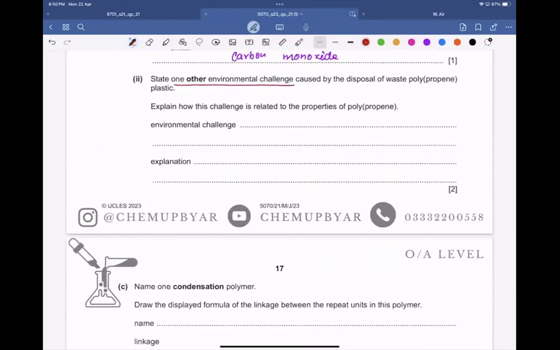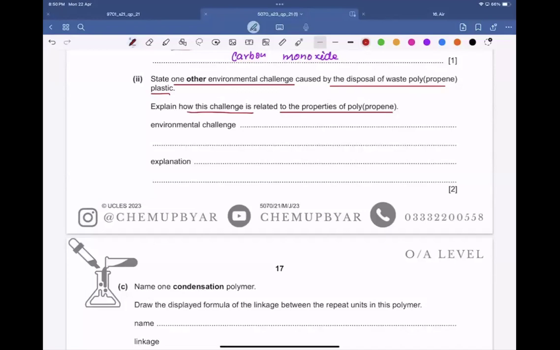State one other chemical environmental change caused by the disposal of waste polypropylene plastic. Explain how this challenge is related to the properties of polypropylene. No, it doesn't cause acid rain. That is not part of the syllabus now, so you don't have to talk about CFCs. Yes, very good, Harun. They do not react.